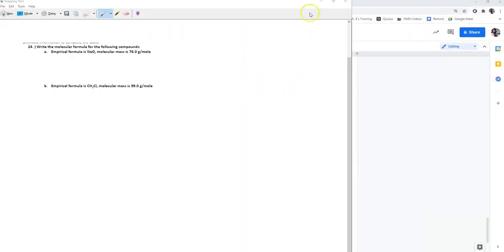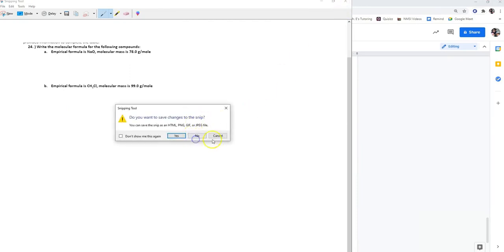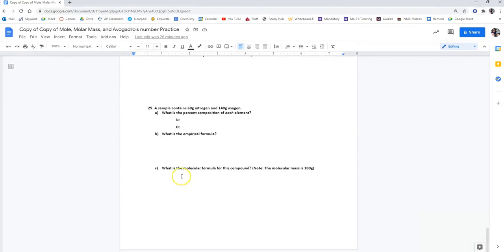All right, let's see what else we got. We are just about done here. This was way faster than I thought. I thought this video would take forever. What is the molecular formula for this compound? Oh, we're going to do this one. Okay, I'll show you guys a little bit of this one. Actually, I'll leave this one for you guys. This one's got a good little bit of everything. So see if you guys can figure that one out.